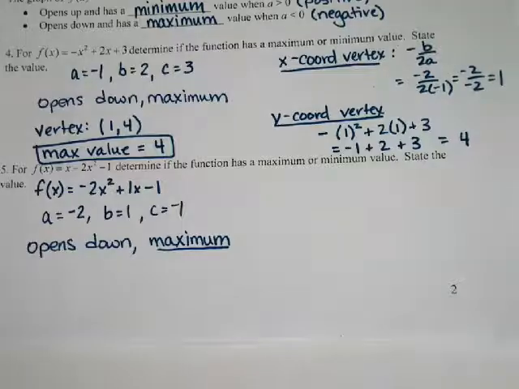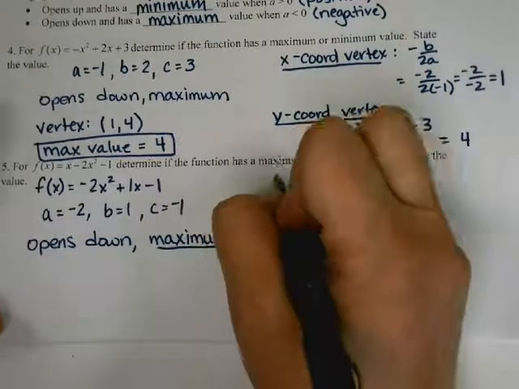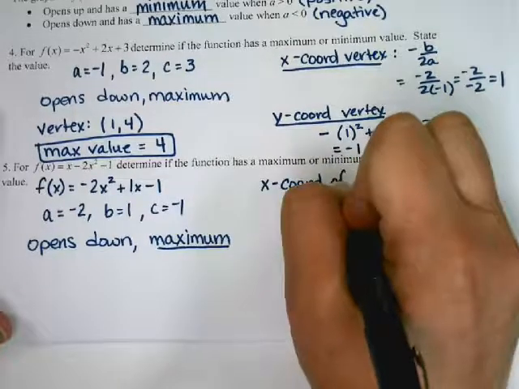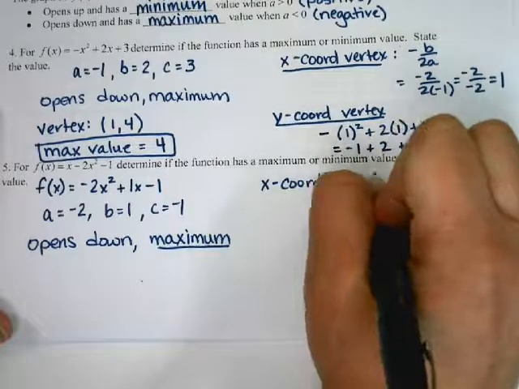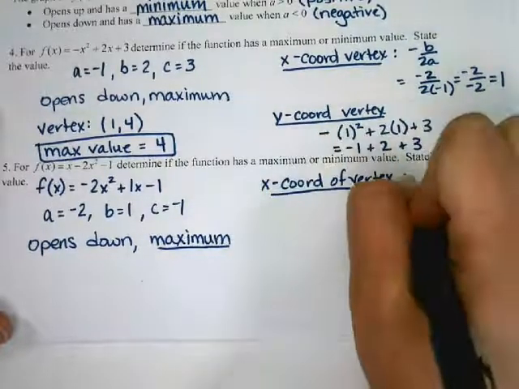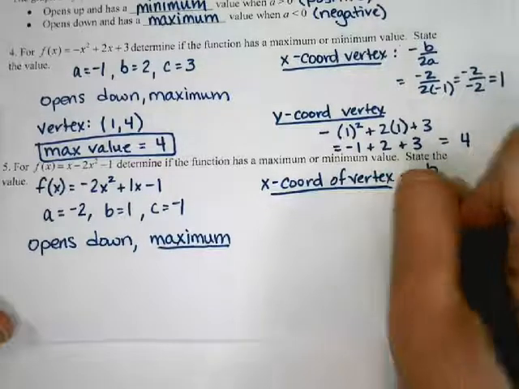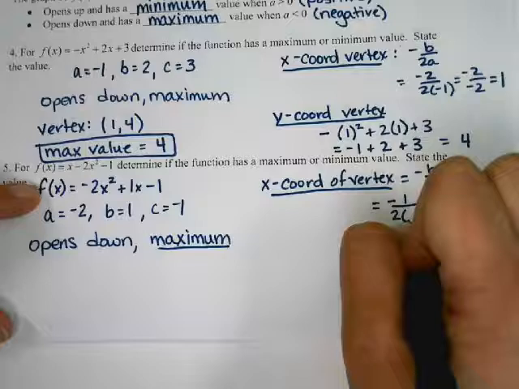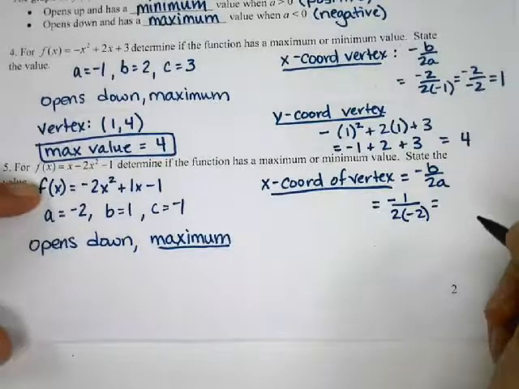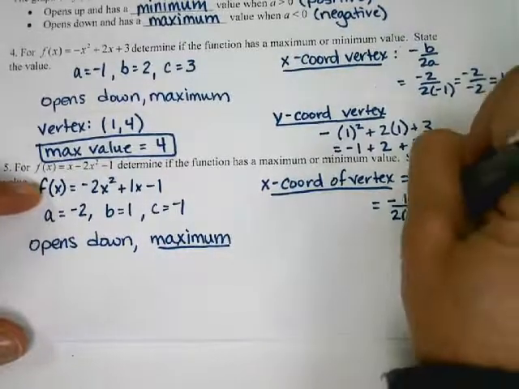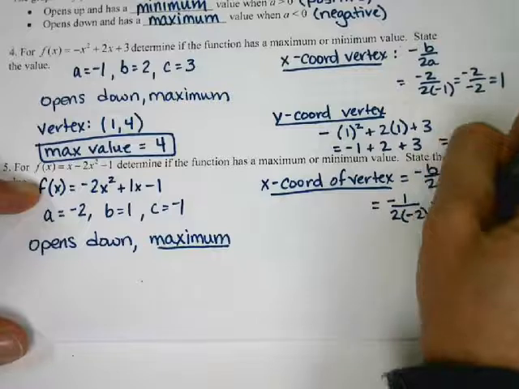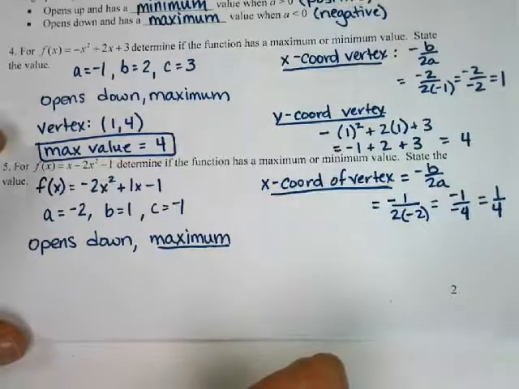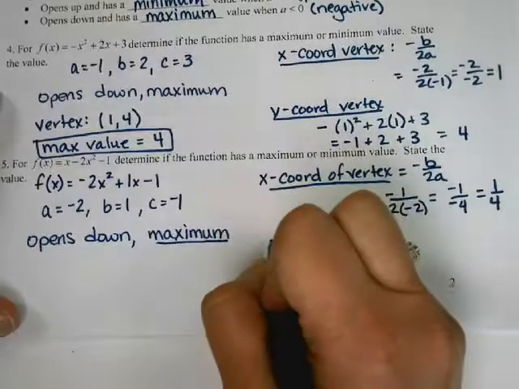Okay, now we have to find the vertex. The x coordinate of my vertex is negative b over 2a. So negative 1 over 2 times a negative 2, or negative 1 over negative 4, positive 1/4. Leave them in fraction form. It'll make your life easier. Some of you don't believe me, I know.